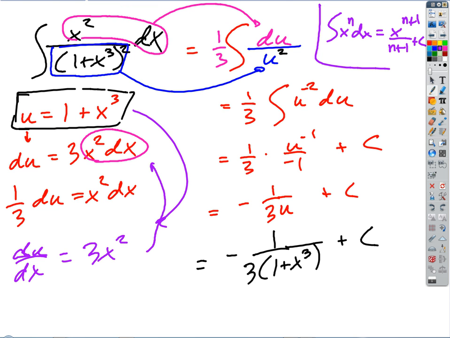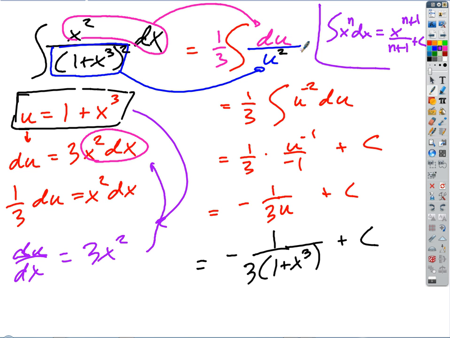So if we go up here, there's our 1 over u squared, and then we're left with this x squared dx. Well, what's x squared dx? If du equals 3x squared dx, then I can just multiply each side by 1/3 to get rid of that 3, and I've got an x squared dx to substitute. And then we'll just put the 1/3 out front, because that's a constant, and the du inside the integral.